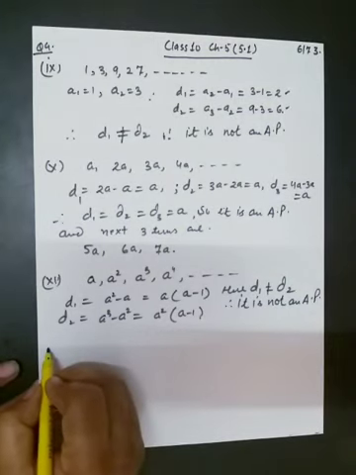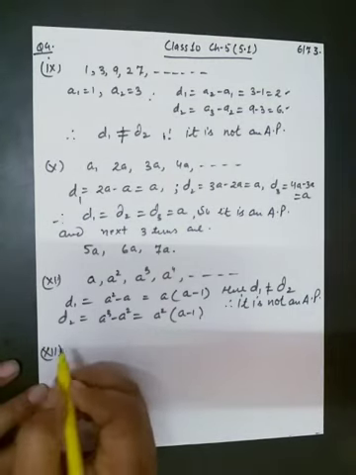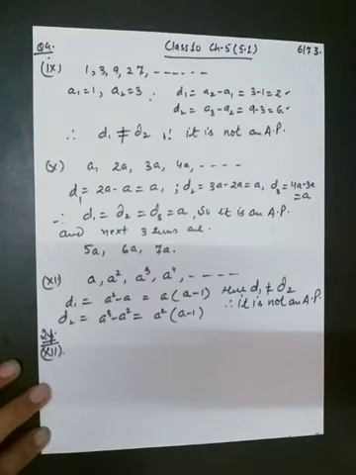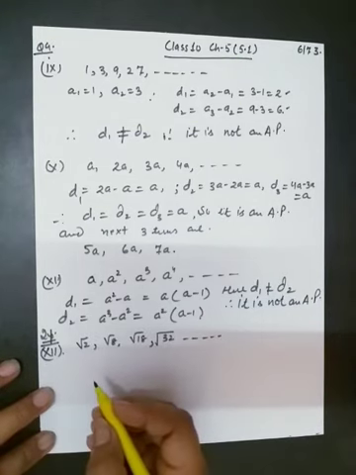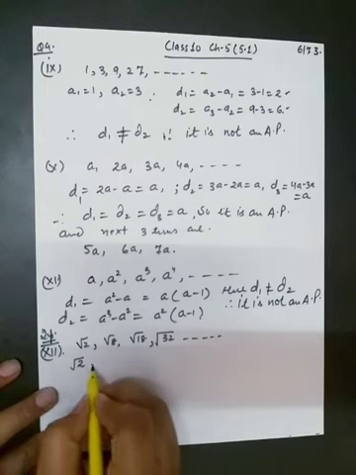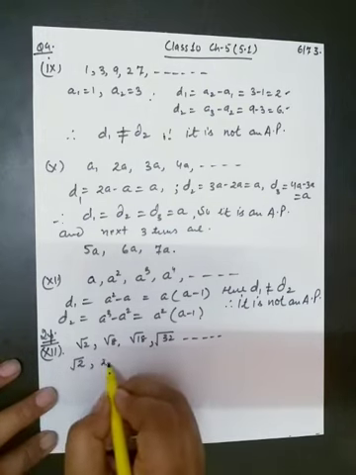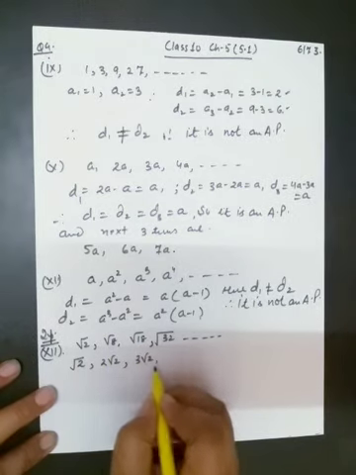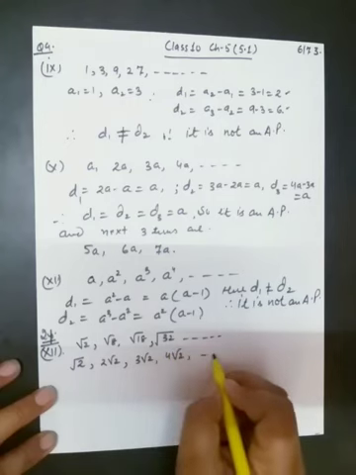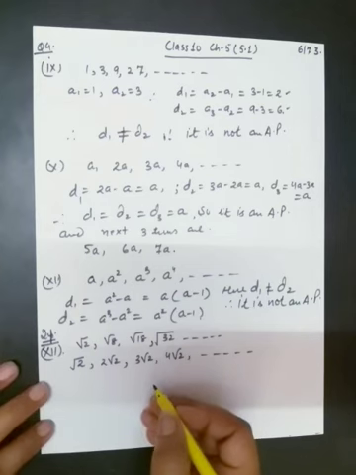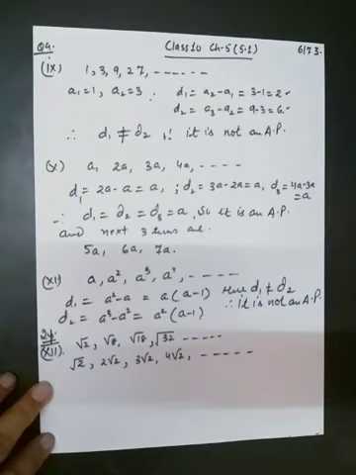Part number 12 is a very important part. In this question, first of all, we have to write the given terms in their simplest forms. Root 2 as it is, and root 8 can be written as 2 root 2. And root 18 can be written as 3 root 2. And the next can be written as 4 root 2. Now you can easily see that the given series is an AP. Now find D and then find the next three terms.